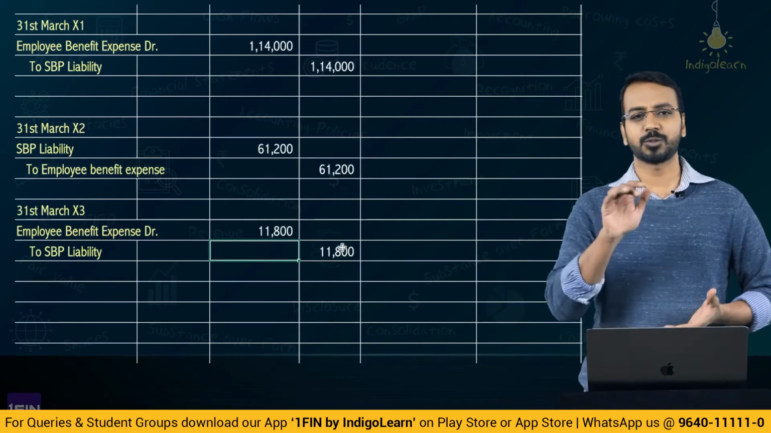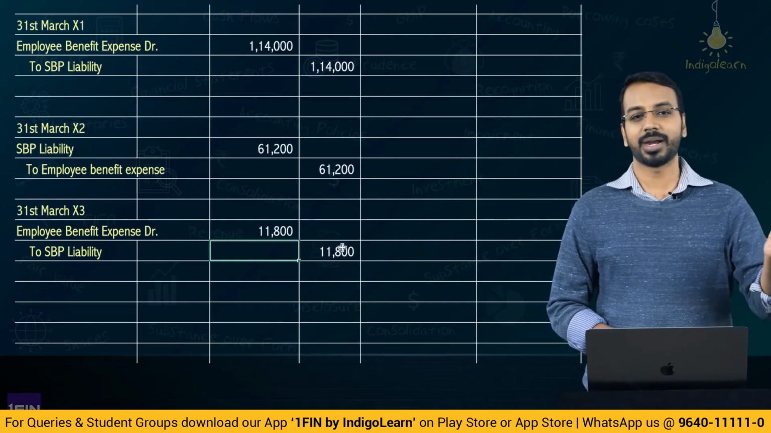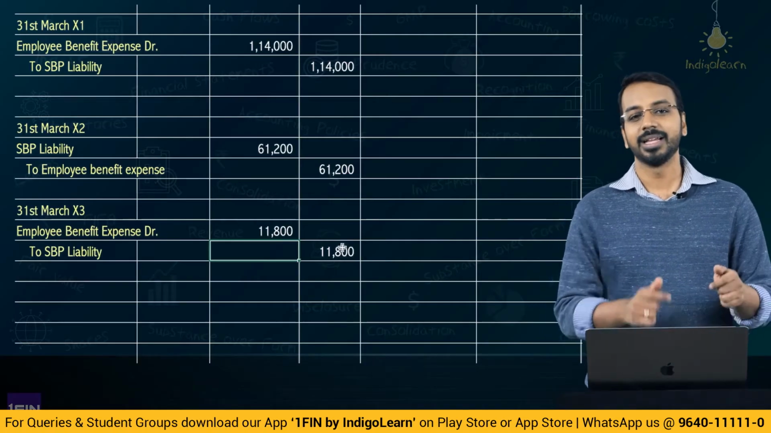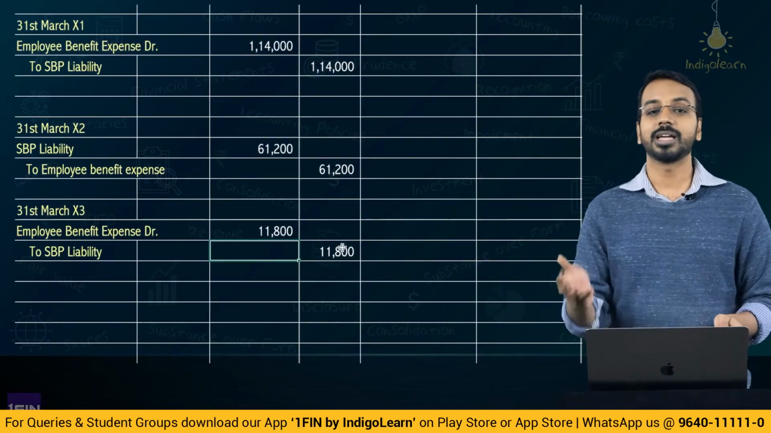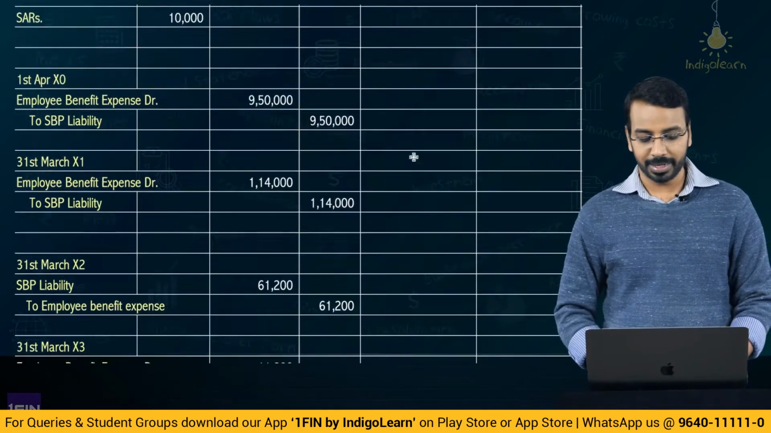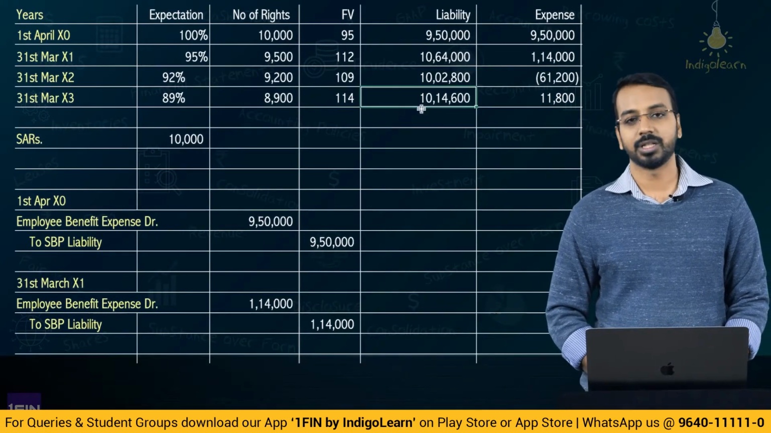Now what will happen on 31st March of year 3? All these employees who are entitled to 8,900 rights, they will come to the company and say, we have the rights, please pay us the amount. So the amount has to be paid. What is the amount to be paid? The amount to be paid is 8,900 multiplied by 114, 10,14,600.